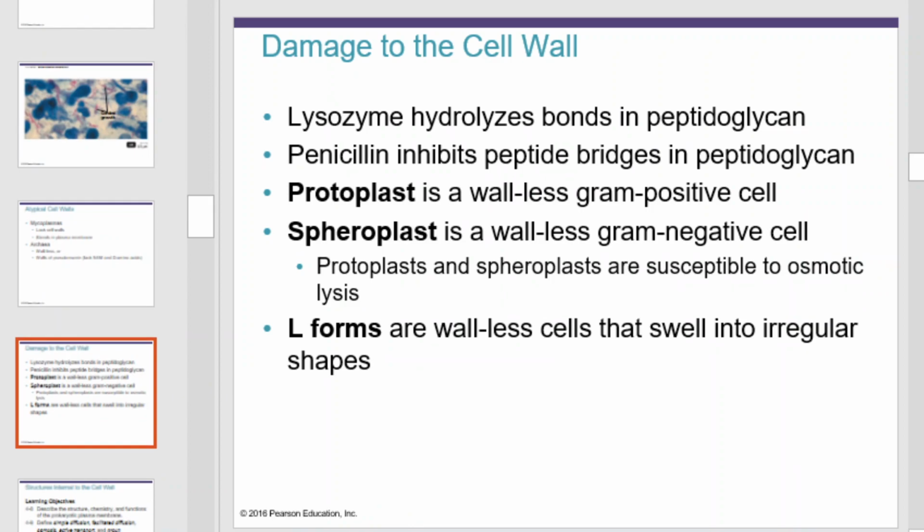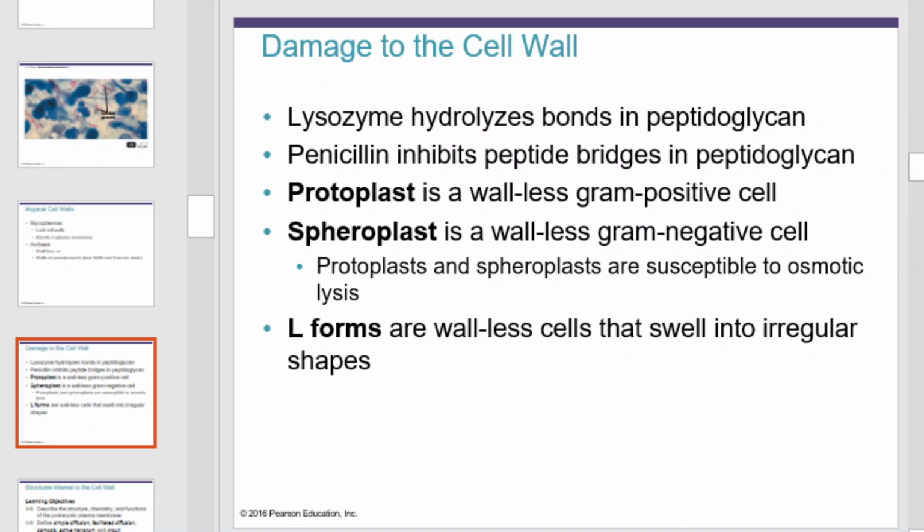Damage to the cell wall nearly always spells the end for prokaryotic cells. Lysozymes can hydrolyze the bonds in the peptidoglycan, causing the cell wall to break down. Penicillin can inhibit peptide bridges in the peptidoglycan. In either of these cases, without a cell wall, the prokaryote can succumb to the osmotic environment in which it is present and either explode or shrivel to the point where it dies.